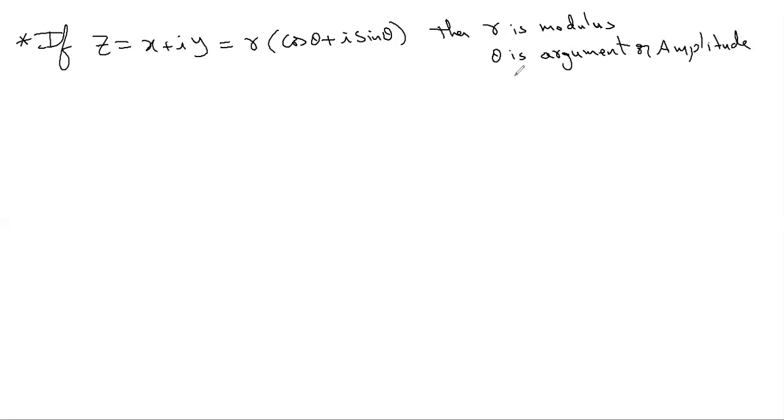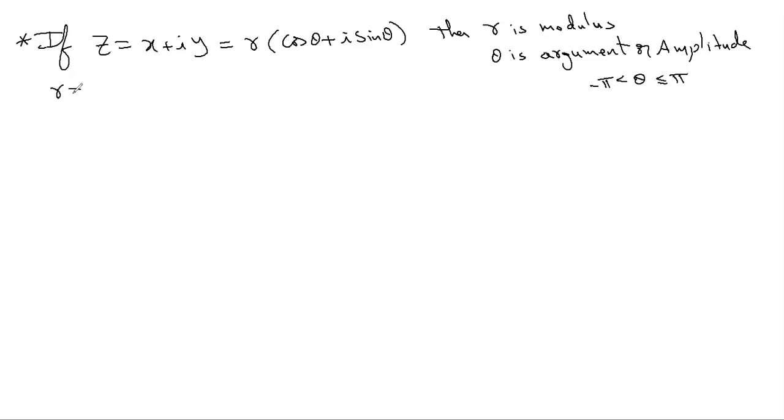And we have a restriction for the amplitude. It can never be equal to minus pi, but it can be equal to pi. So minus pi is less than theta, which is less than or equal to pi. This is the condition for the amplitude. And we have some direct formulas also to get the modulus and amplitude.